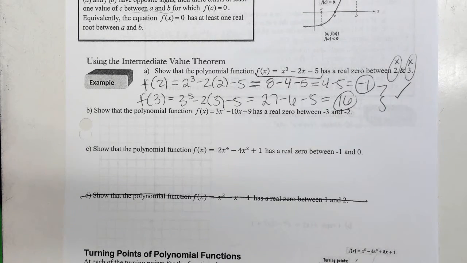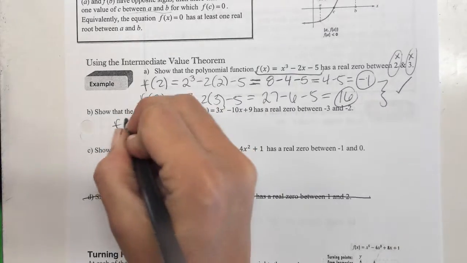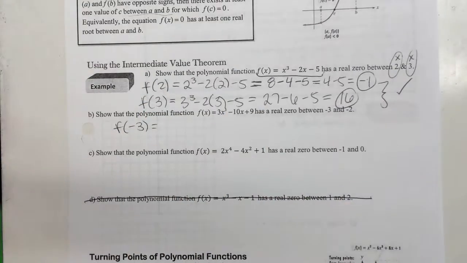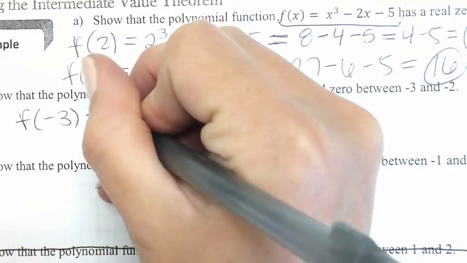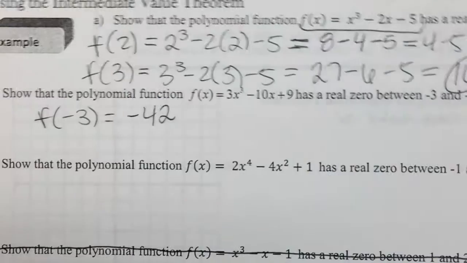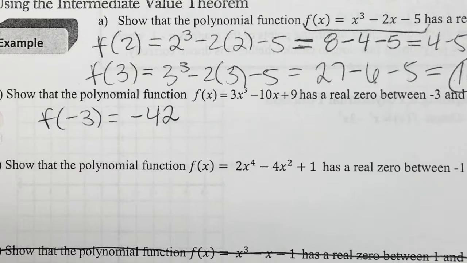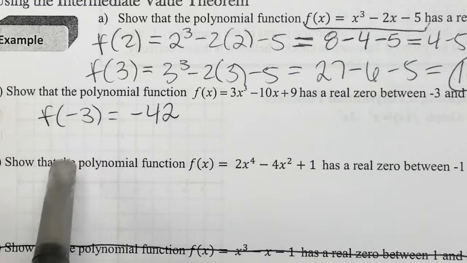All right. Somebody tell me what f of -3 is. What did they get for that one? You can just say it out loud. 12. Anybody else get anything different? I got -42. I do too. But this is for when you plug in -3.